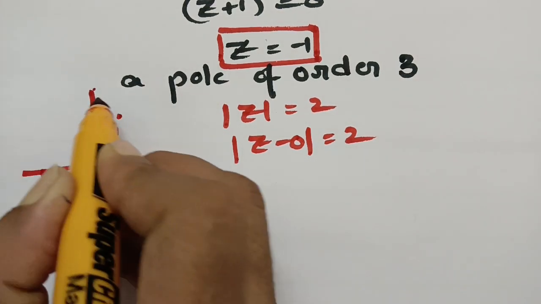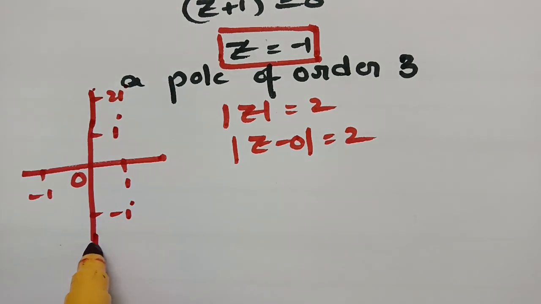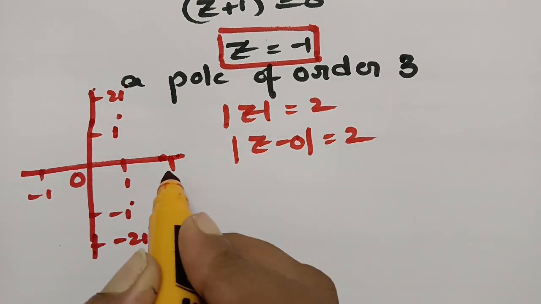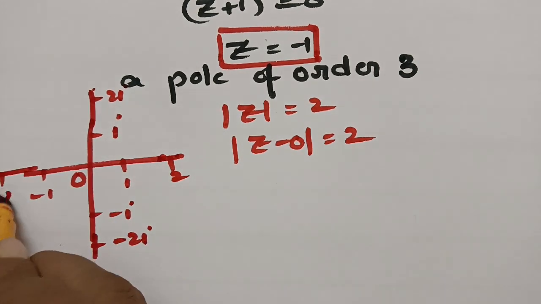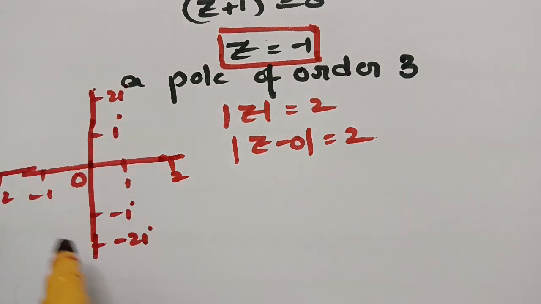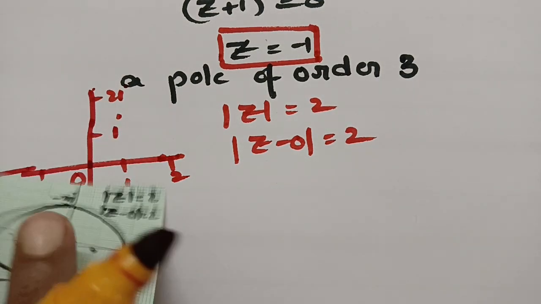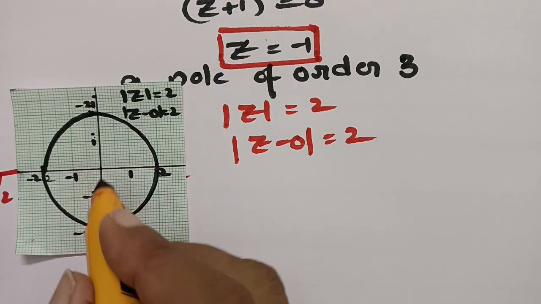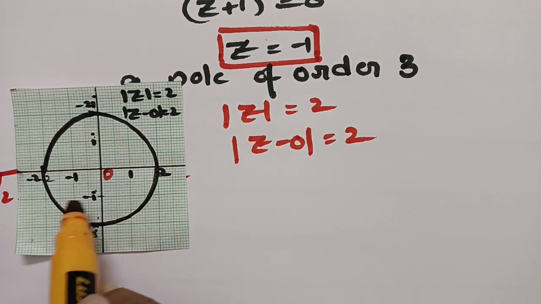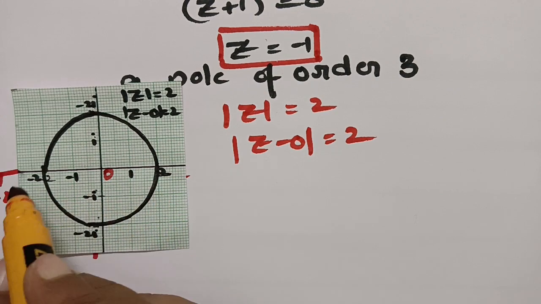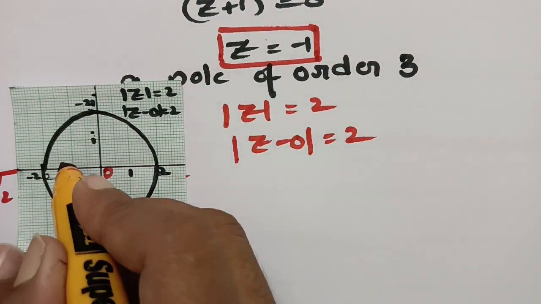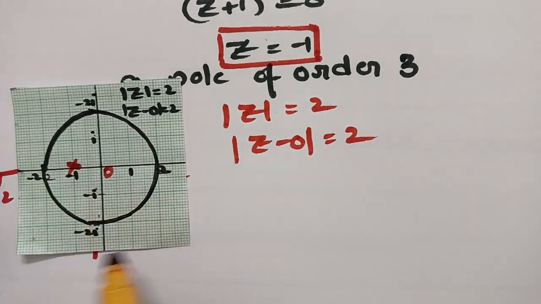This will be minus 2i. So this is plus 2i, minus 2i. This value is 2 and this value is minus 2. So we have to draw a circle with center 0 and radius 2. Here I have drawn this one. This is a circle where 0 is the center and 2 is the radius. Among these points, 2, minus 2, minus 2i and plus 2i, z equal to minus 1 is here, and it lies inside the circle.